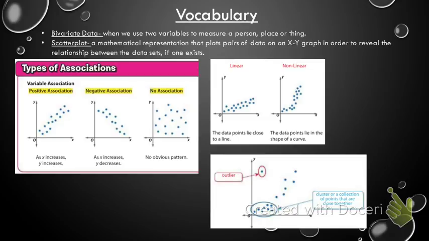And then you have your outlier. Outlier, think of the outside. It's out from everything else. And then when you have a lot of data points together, that is called a cluster. Here we have the vocabulary: a cluster is a collection of points that are close together.